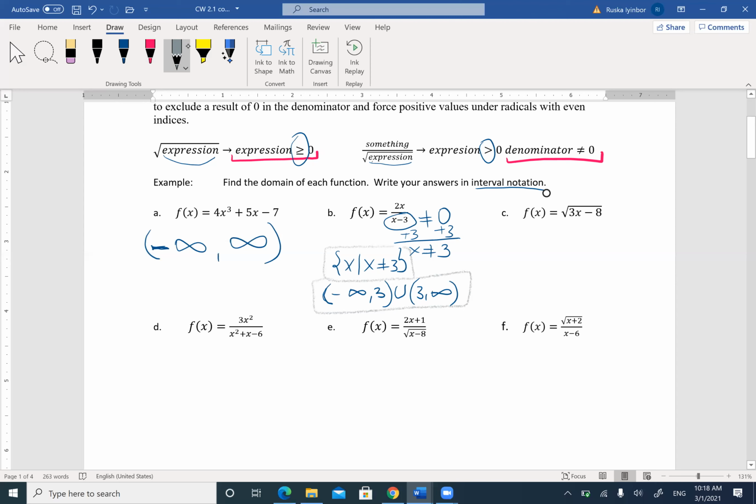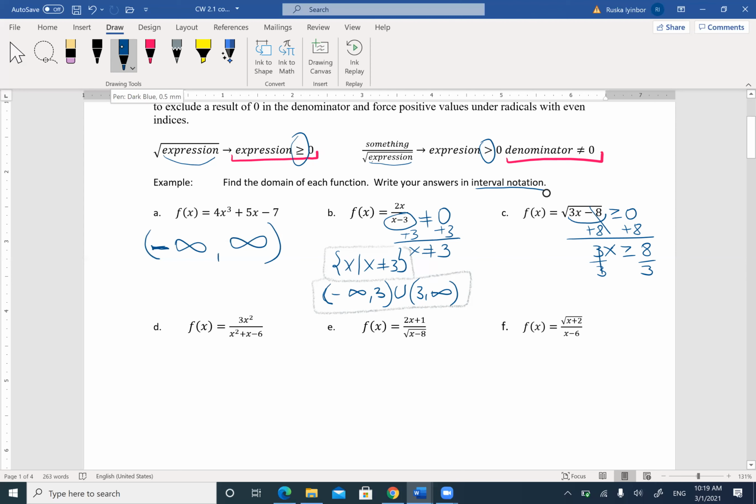And then the next one is C, where you have to find the domain of a square root function. Everything inside has to be greater than or equal to 0. So we have to solve 3x minus 8 greater than or equal to 0. We add 8 to both sides and get 3x greater than or equal to 8. Then we divide both sides by 3, and x is greater than or equal to 8 over 3.